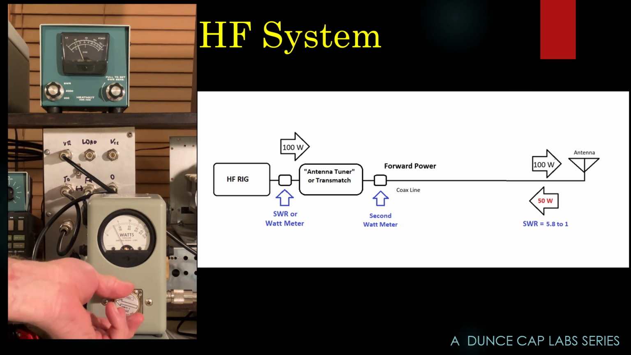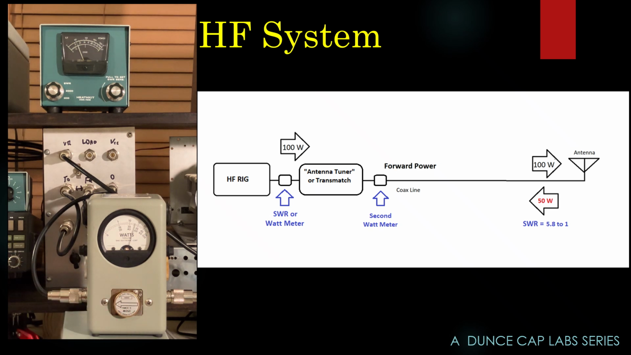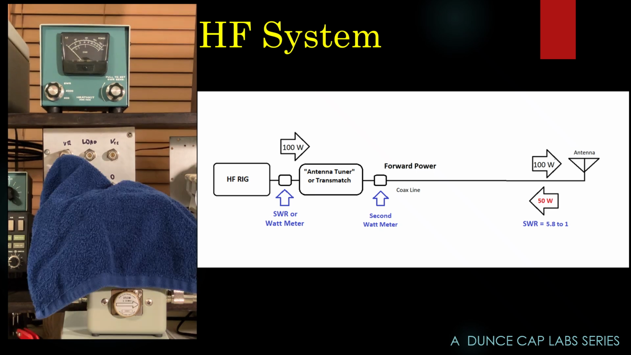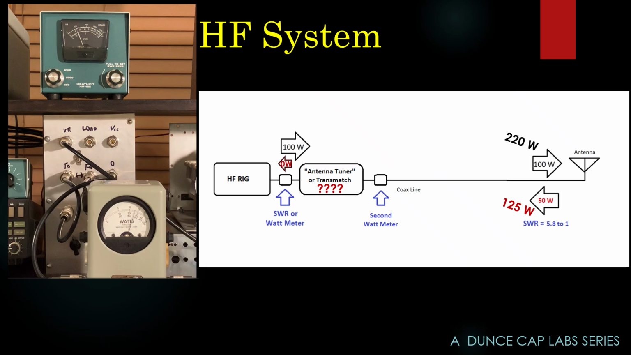Reflected power, 125 watts. Okay, what's going on here? I'm putting 100 watts into the antenna tuner. I'm getting 220 out with 125 reflected. Well, 220 with 125 reflected, that's my 50% reflected power. That makes sense. Where's all the extra power coming from?